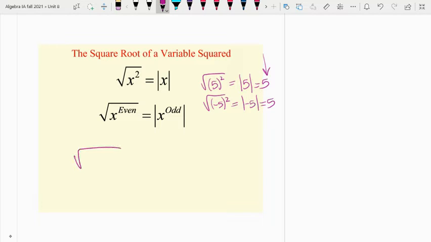Here, if I had the square root of, let's say, x to the 14th, it's going to be x to the 7th. And since this is an odd number, you put the absolute value bars. If I had the square root of x to the 12th, though, you get x to the 6th, not an odd number, so you don't have to put the absolute value bars.